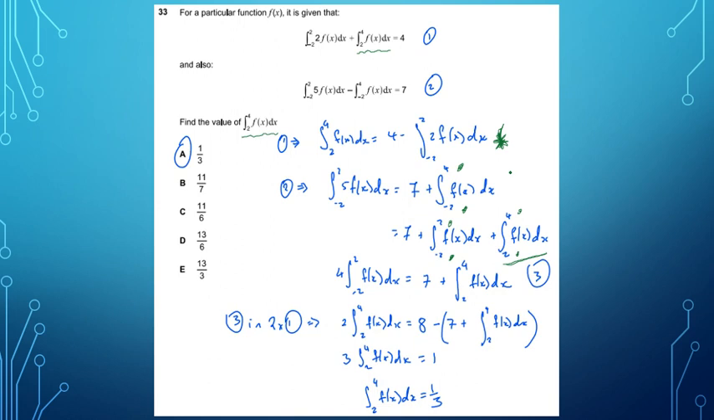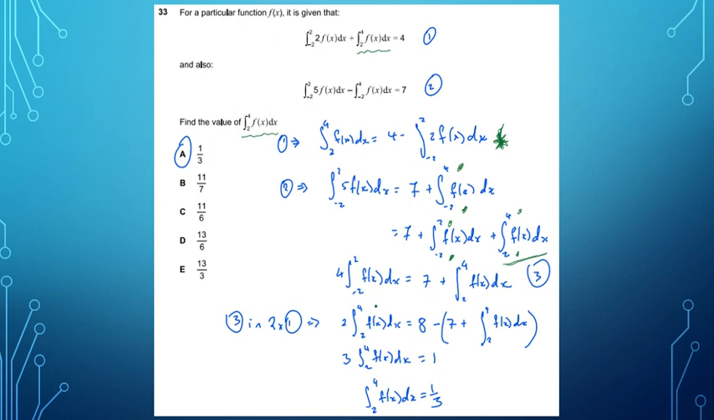Okay, so rearranging that, we can collect onto the left integral from minus 2 to 2, so instead of 5 lots there's 4 lots. 4 lots of the integral from minus 2 to 2, and that's equal to 7 plus the integral from 2 to 4. Call that equation 3.